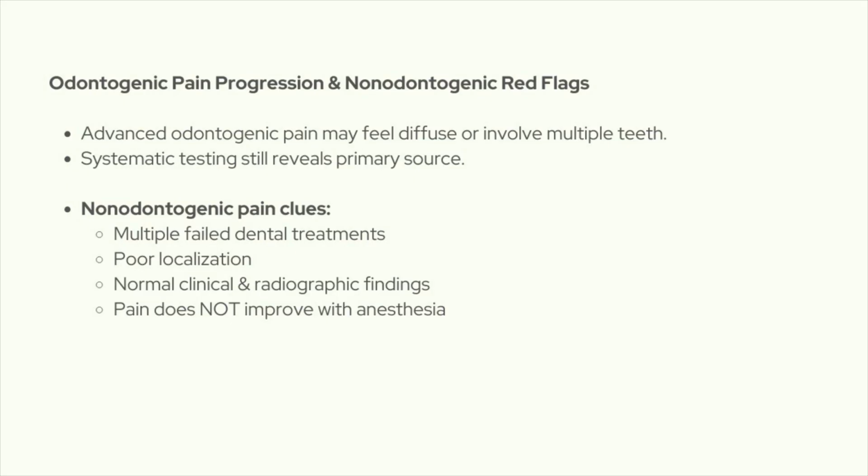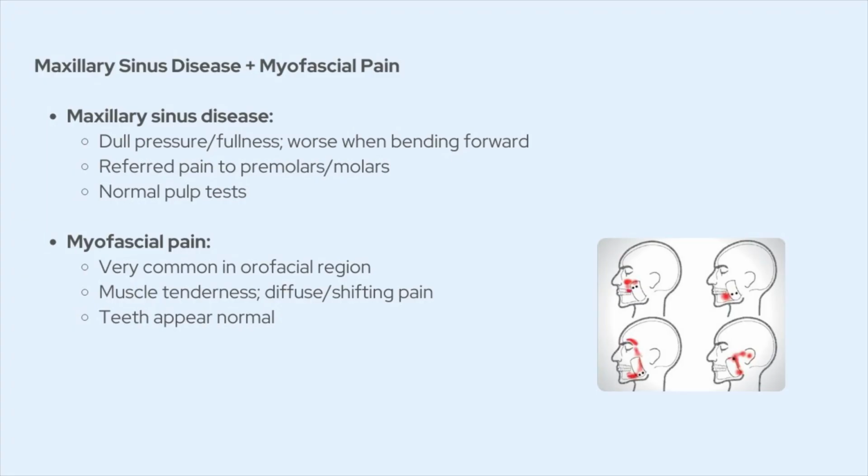Non-odontogenic pain often cannot be localized clearly. Patients may point to a general area rather than a specific tooth. Clinically, the teeth look normal, no decay, no defective restorations, no radiographic signs of pulpal or periapical disease. And one of the most important clues is that the pain does not predictably improve with local anesthesia. If anesthetizing the region doesn't change the patient's symptoms, we have to start thinking beyond the tooth.